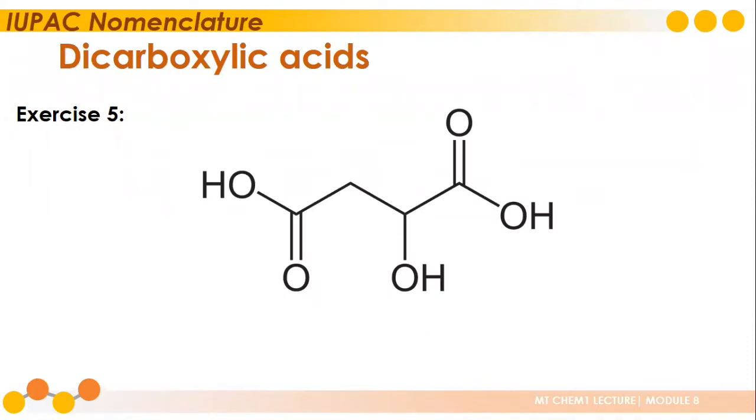Let us now proceed with our next exercise or next example. As you can see in this one, we have a substituent present in our compound. First, let's try to number and locate our carbons. So we have here 1, 2, 3, 4.